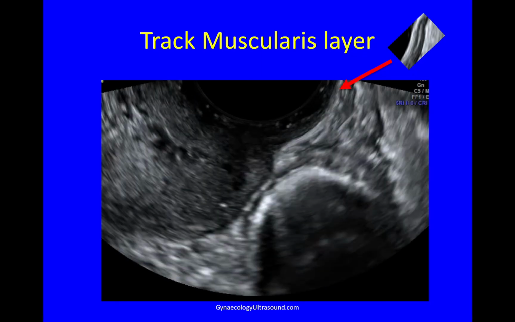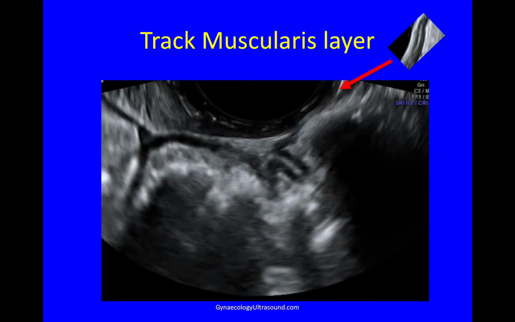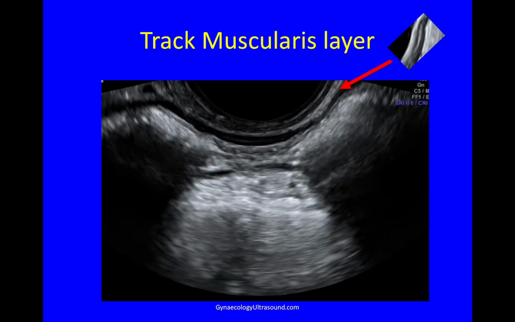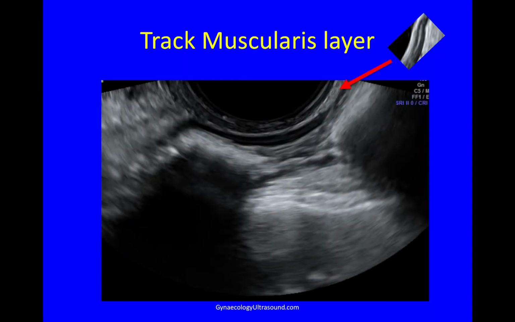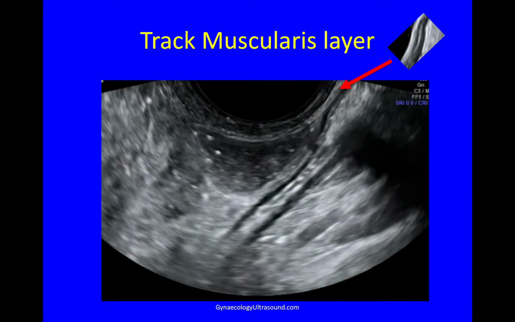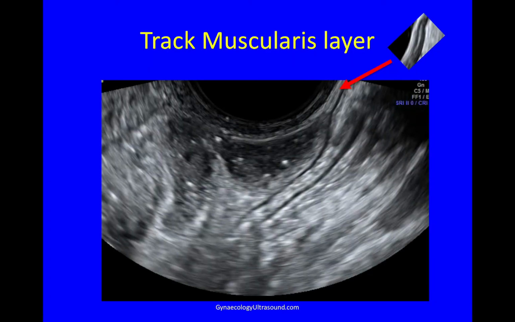You have to move your probe slightly toward the left, up and down, left, right a little bit to keep tracking it. And you can see that you can track that muscularis layer all the way around, and you can usually track it to just about the level of the uterine fundus.